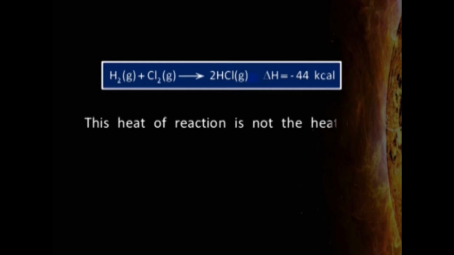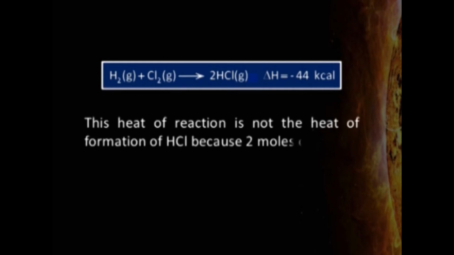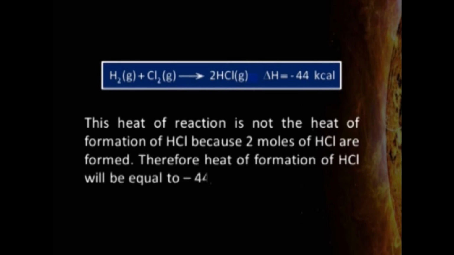There is another example: if gaseous hydrogen reacts with gaseous chlorine to give 2 moles of gaseous HCl, then the heat of reaction is minus 44 kilocalories. This heat of reaction is not the heat of formation of HCl because 2 moles of HCl are formed here. Therefore, the heat of formation of HCl will be equal to minus 44 divided by 2, that is minus 22 kilocalories.